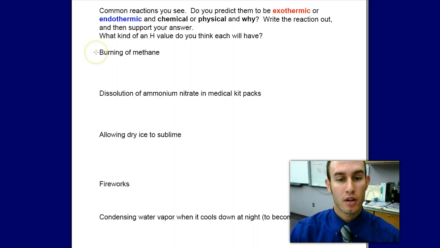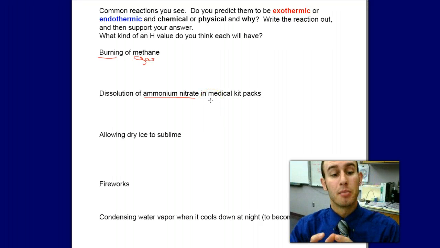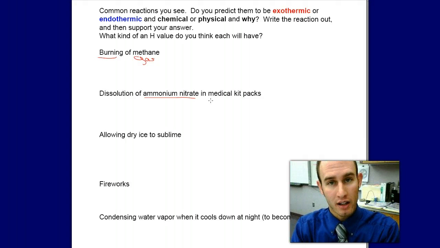Is it endo or exothermic? Think about it. Burning of methane. Methane's a gas. Is it going to absorb energy or release energy if I burn something here? Okay? Dissolution of ammonium nitrate in medical kit packs. Again, I'm taking ammonium nitrate here, and think of it as one of those ice bags that you break and put on if you're spraining an ankle or something. Is that getting colder or hotter? And if it's getting colder, is it giving off energy or is it taking in energy?